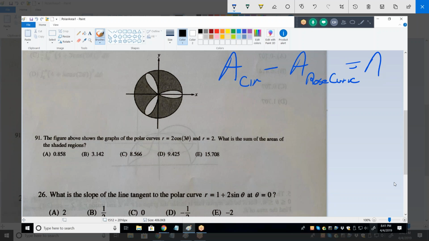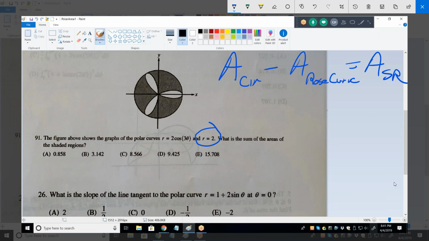So we just set up the integral the same as we did. What's the area of the circle? The area of the circle would be pi r squared. We're in polar.